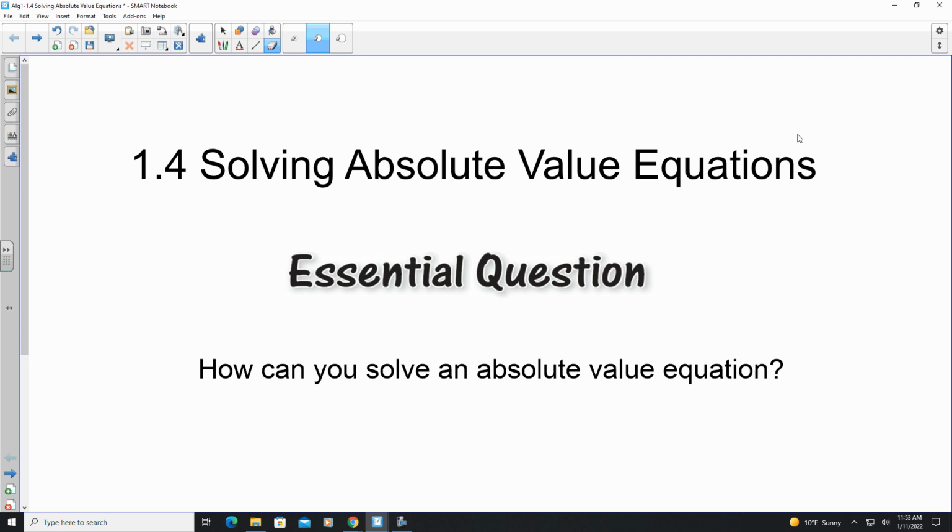In this lesson, we're going to be looking at sections 1.4 and 1.5. In 1.4, we are going to be solving absolute value equations.